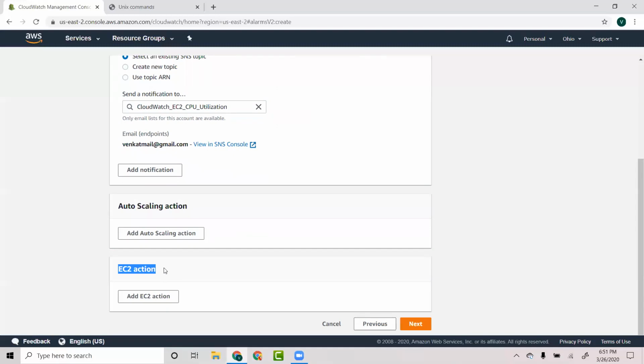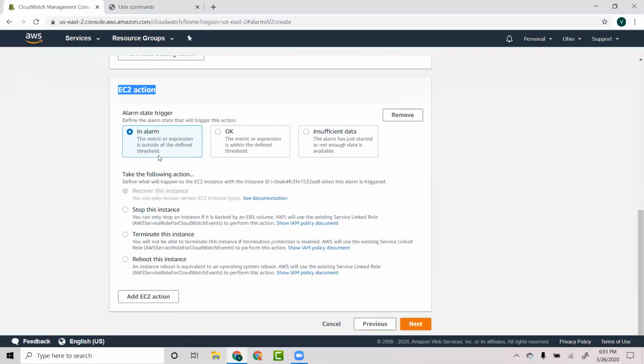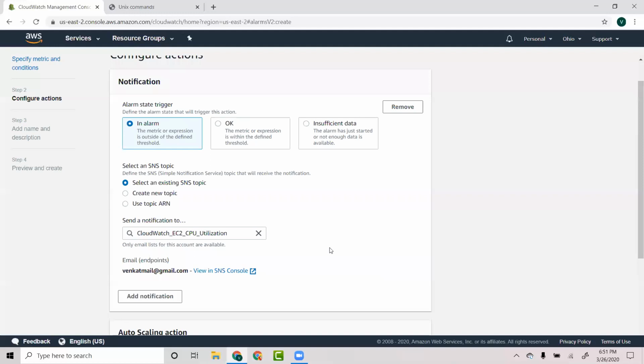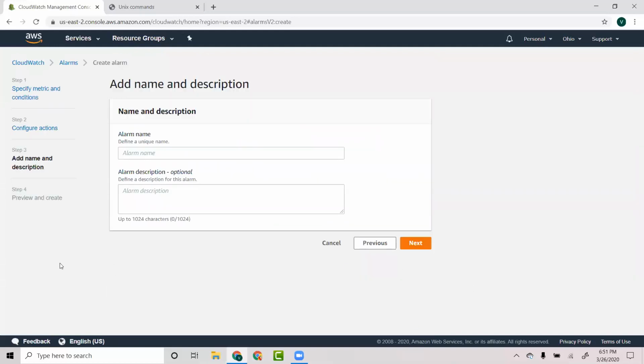What it means is, if CPU utilization goes above 90% and you want your EC2 instance to be restarted, like rebooted, then you can add an EC2 action here. You can say that in alarm, reboot this instance or terminate this instance. You can do that. But I'm not doing any of that. All I'm saying is please notify me when things go wrong.